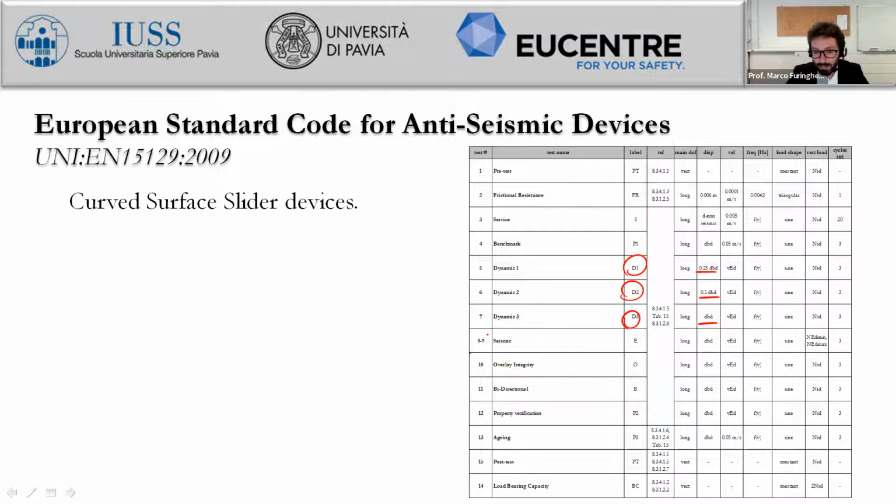Then there are seismic tests. Again, all of them are 3 cycles, but the service one, which is 20 cycles, with very small displacements, which is the non-seismic, so very small. And also you see very slow, because it is 5 millimeters per second.